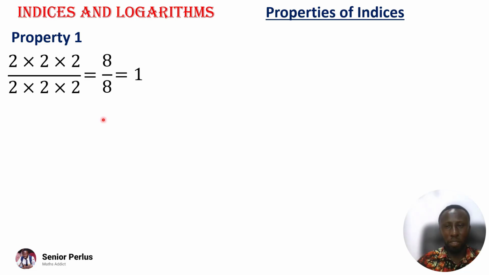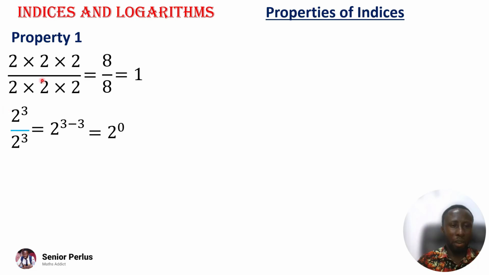Very good. Then I can rewrite this in the index form as 2 to the power 3 divided by 2 to the power 3. And we talk about the quotient law, division. We said since the bases are the same, for the division, we just subtract the powers. So we are just applying the quotient law here. So this is what we did. Then we have 2 to the power 0.